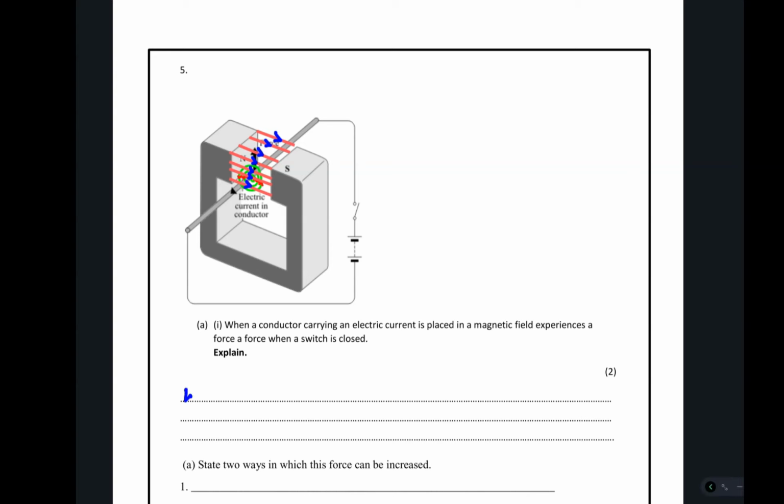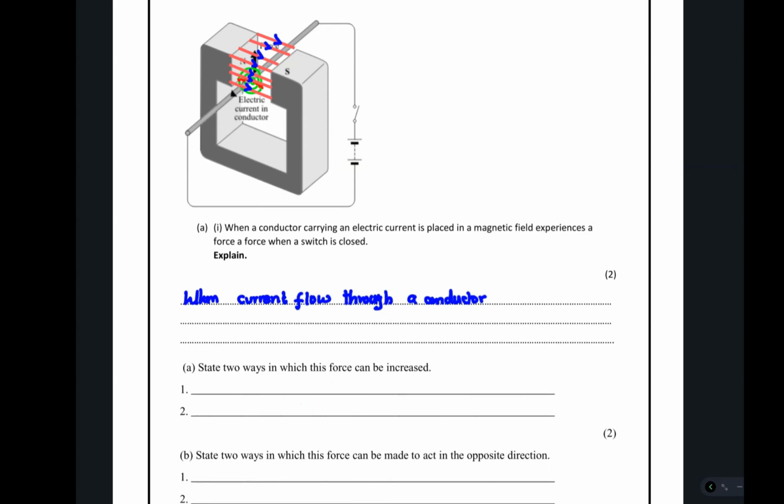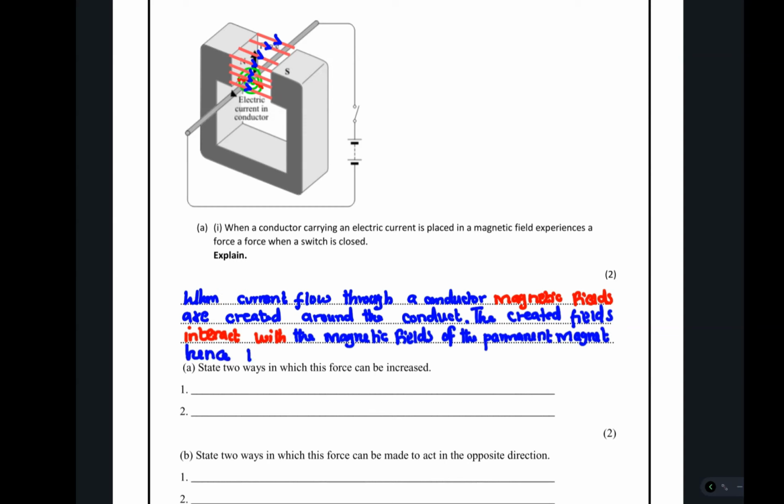So when current flows through the conductor, magnetic fields are created around the conductor. These created magnetic fields around the conductor are going to interact with the fields of the permanent magnet. Hence, the conductor experiences a force. That's what you are supposed to say in this particular question. Part B, you are supposed to state two ways in which this force can be increased. How can you increase this force?